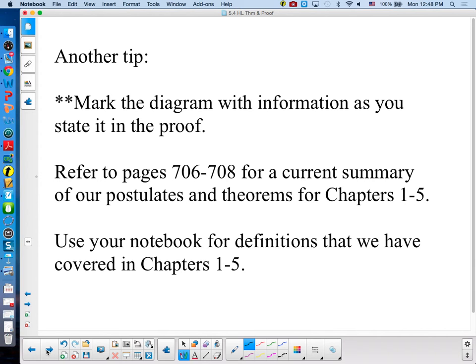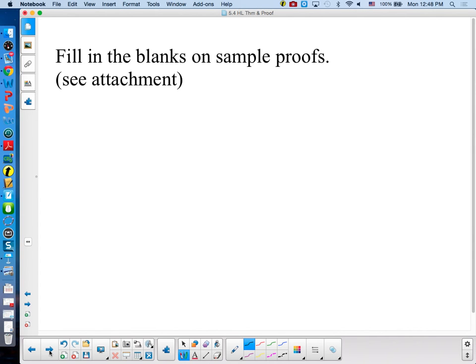So as we go through, we're going to mark the diagram with the information as you state it. Like when we say something's congruent to something, we're going to mark it in the picture. Okay? Pages 706 to 708 have your postulates and theorems and definitions, or your notebook, or there probably is a glossary in the back of the book.